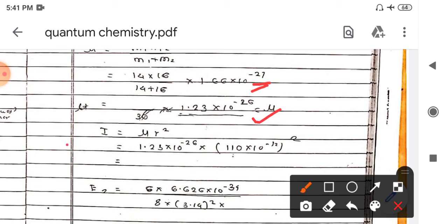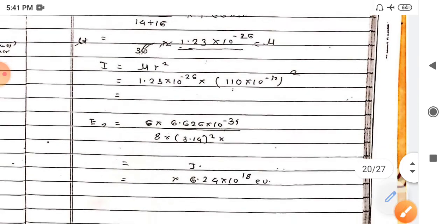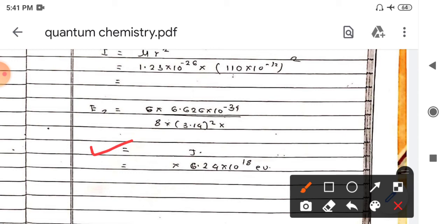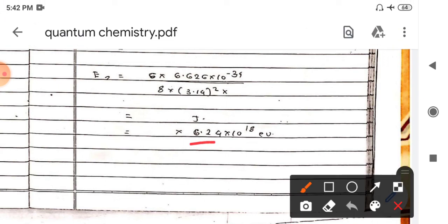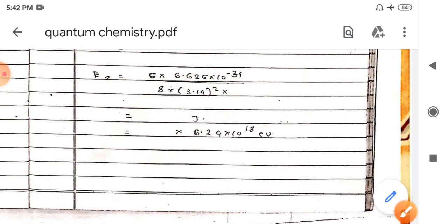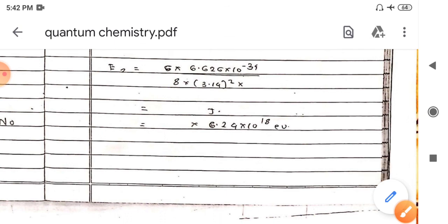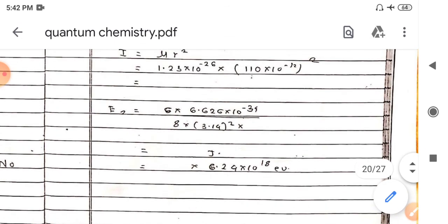So this is the reduced mass, then the moment of inertia can be obtained, and finally the energy values can also be obtained. These energy values will be in joule. To obtain the values in electron volt, we just need to divide by 1.6 into 10 raised to minus 19, or multiply by the corresponding constant. Either way you can get the values in electron volt. This type of problem might be asked in the exams.